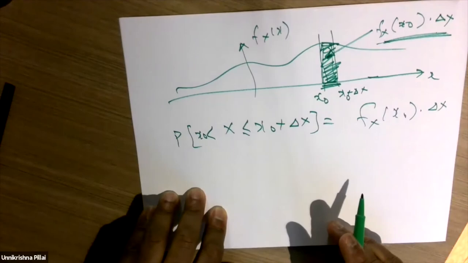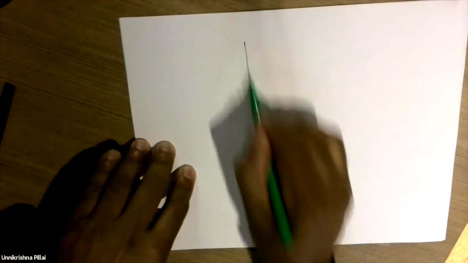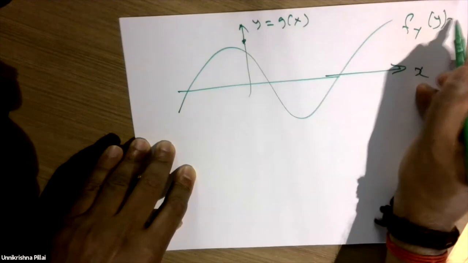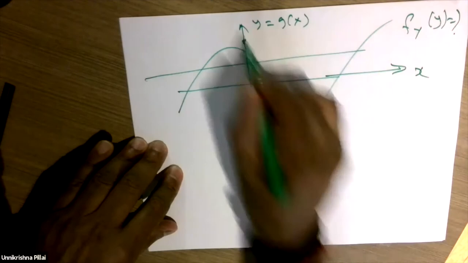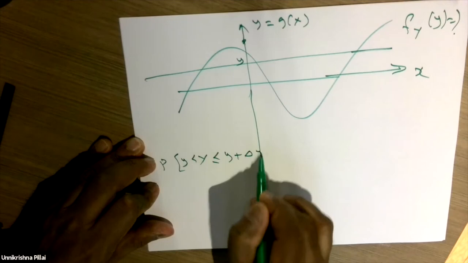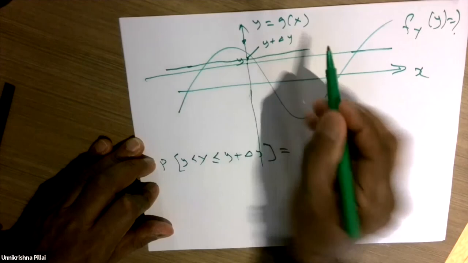So let's look at this problem. Let's say y equals g(x). What I want to find out is f_Y(y). Remember, y is on this axis, so I'm going to draw a small y here, and ask this question: what is the probability that Y is between y and y plus delta y? y is here, and y plus delta y is just above that, so I'm going to draw another line there. My question is, what is the probability that Y is in that small region?